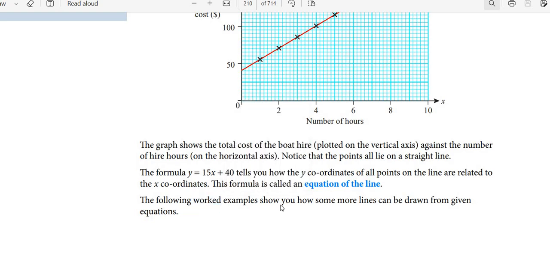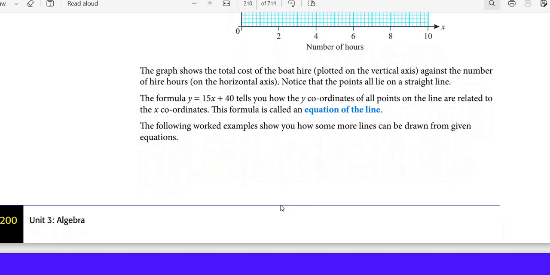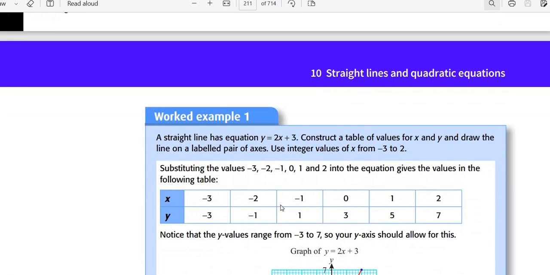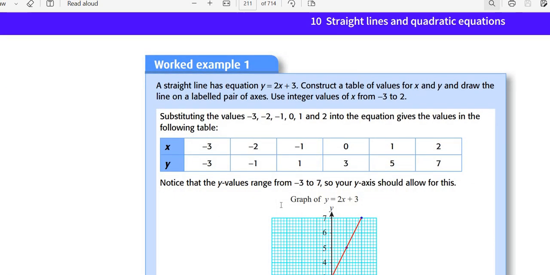The following worked examples show you how some more lines can be drawn from given equations. Okay, in this case, worked example 1. Read it. They give you an equation. You can construct a table of values for x and y and draw the line on a labeled pair of axes using integral values from -3 to 2, which are the integral values, números enteros. Okay, it will be -3, -2, -1, 0, 1, 2.